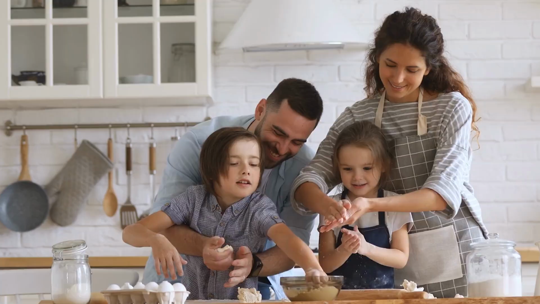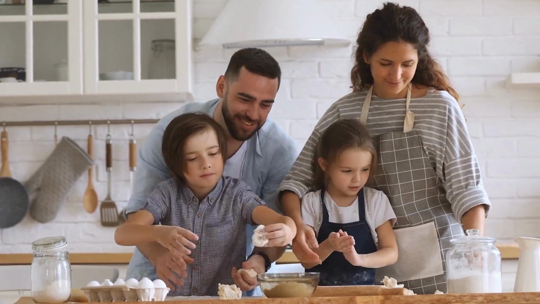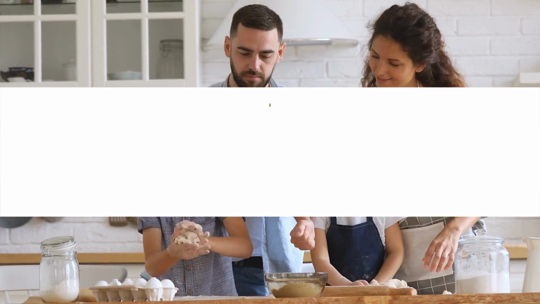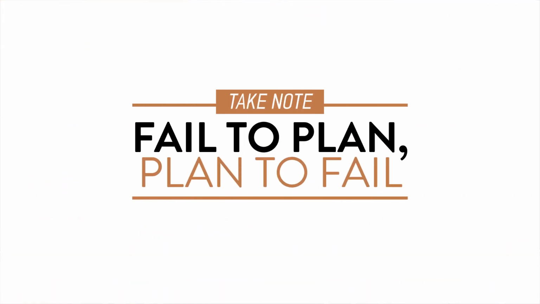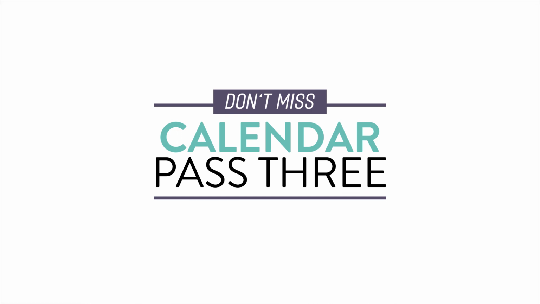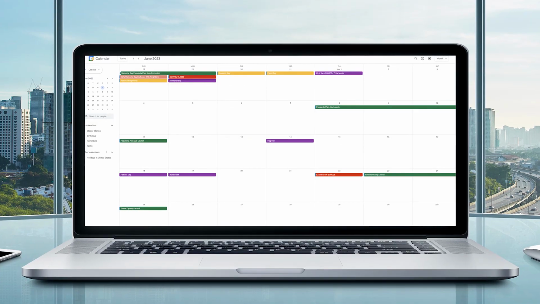Then you can get work done and they won't feel like your business always comes first, you're not fighting with each other, and so on. Fail to plan, plan to fail. All right, let's move on to calendar pass 3. All right, so now we're on to calendar pass 3.